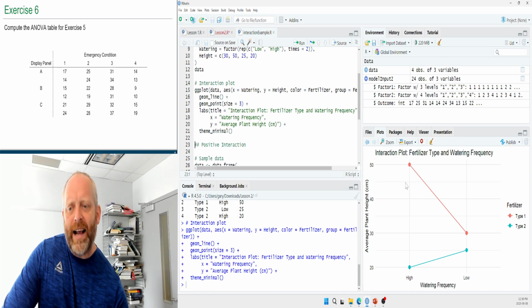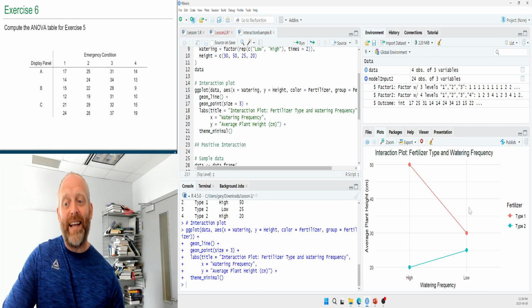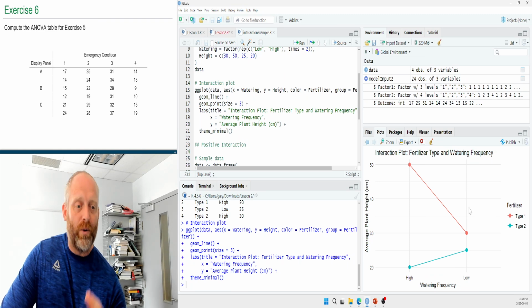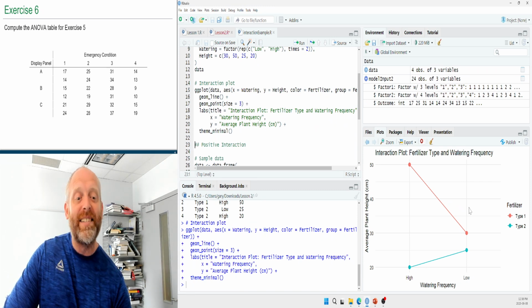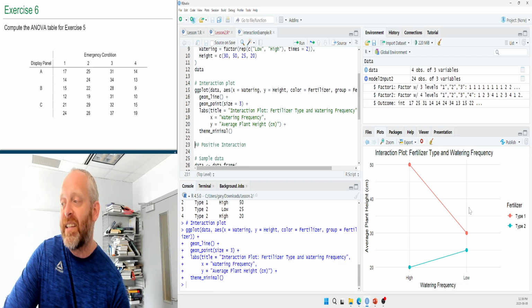Now, on the other hand, if I'm looking at fertilizer type 1, if I'm doing a high level, I have 50. If I'm doing a low level, I'm down to 30. So this is actually reducing it down. So do these things behave together? Or is there some sort of interaction that's happening here? Well, it definitely would appear that they do not behave in exactly the same way. My lines are not parallel, so I would be expecting that there's some sort of interaction that is happening here.